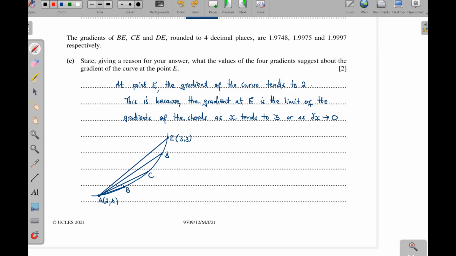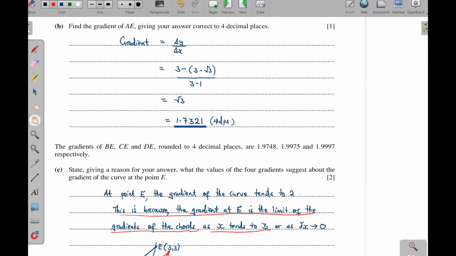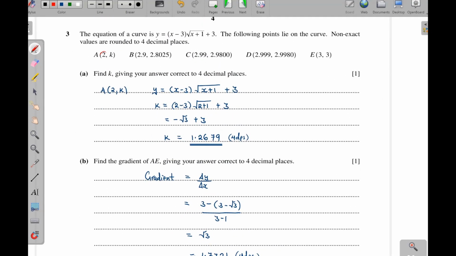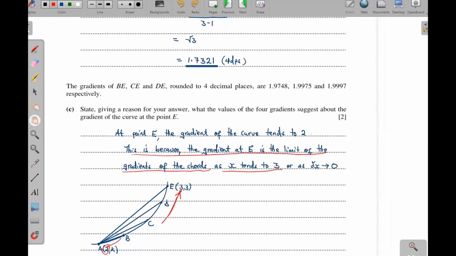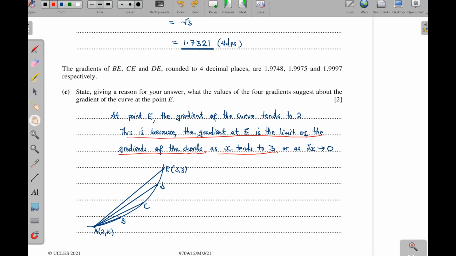So that is why I said that the gradient at E is the limit of the gradients of the chords we are doing, like A to E, A to B, A to C, A to D. As X tends to 3, the X coordinate here is a 3, the X coordinate here is a 2. Remember, the X coordinates are increasing. When you look at this one is a 2, then 2.9, 2.99, 2.999, and then as the X coordinate tends to a 3, the gradient tends to a 2, okay?